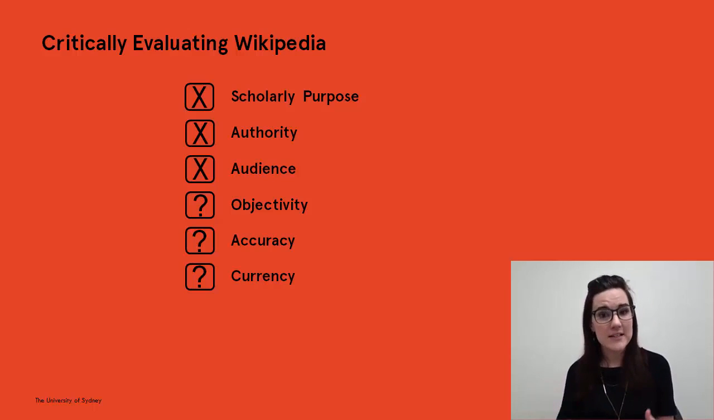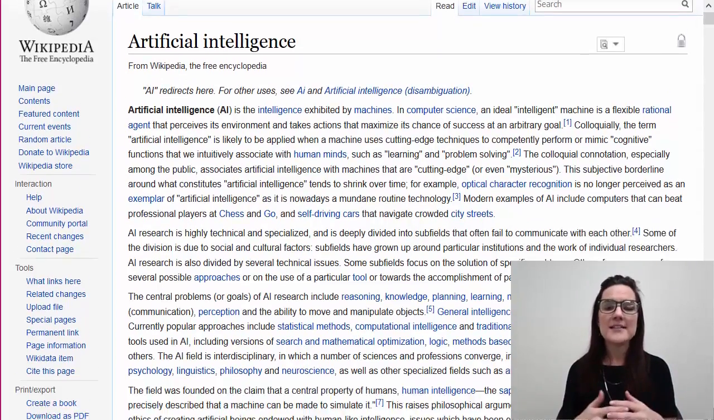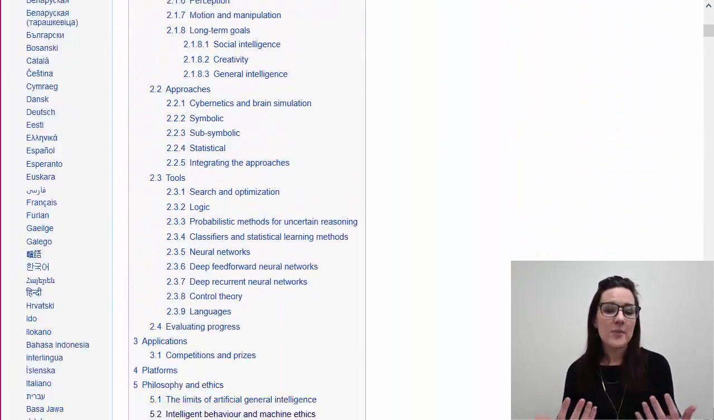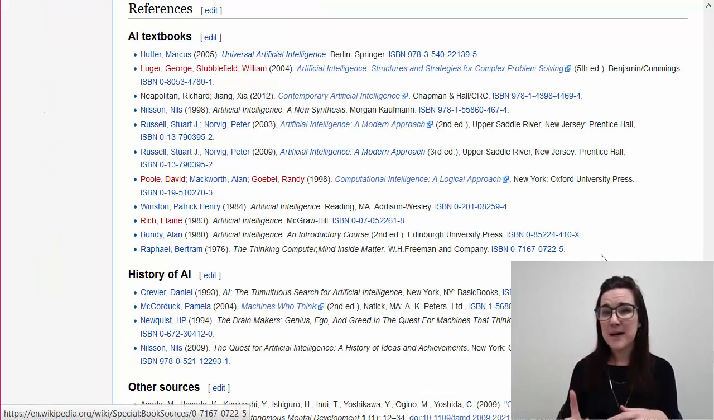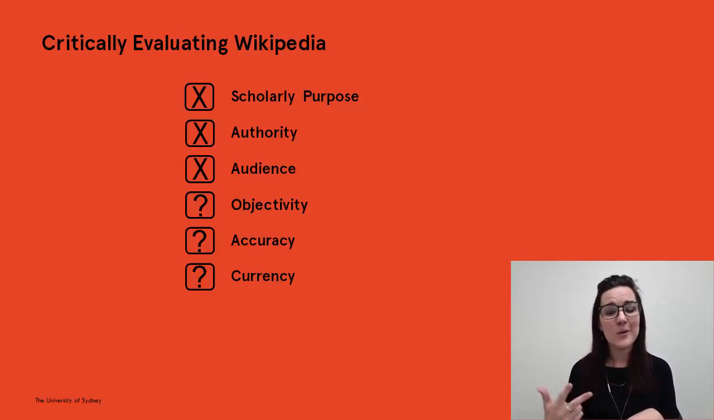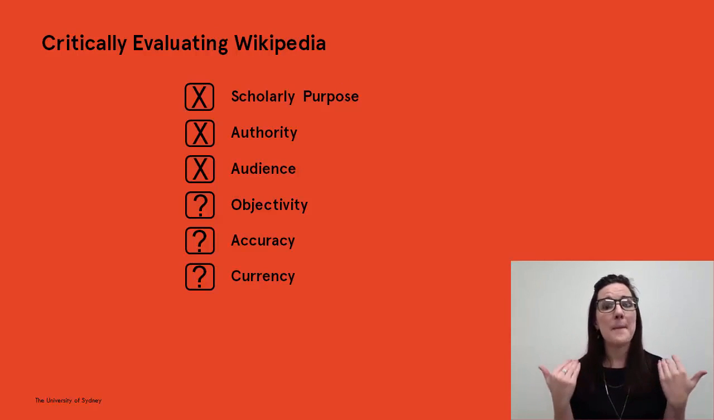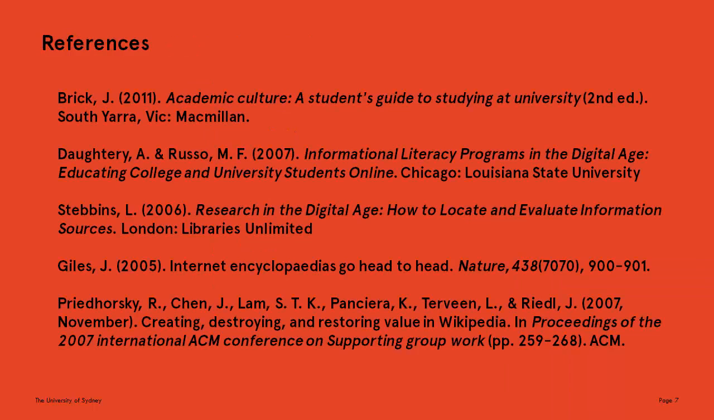However, it is a great resource. Wiki's articles cover the basics for you and give you a great starting point in your research. They often come with reference lists, so it can be a great way to find out about key articles in the field. But just remember that Wikipedia's scholarly purpose, authority, audience, objectivity, accuracy, and currency are all at best questionable. So for this assignment, I wouldn't use it.